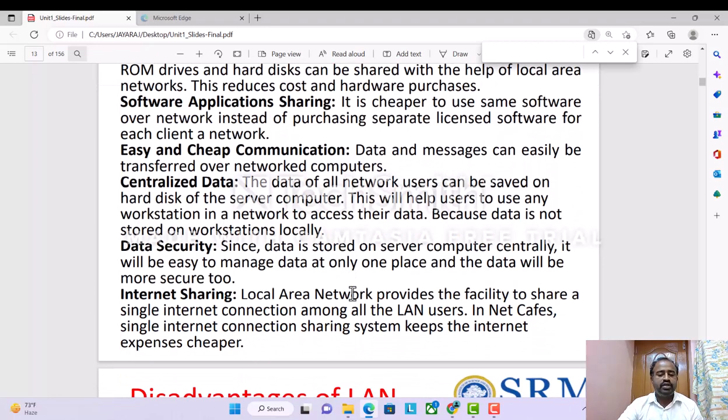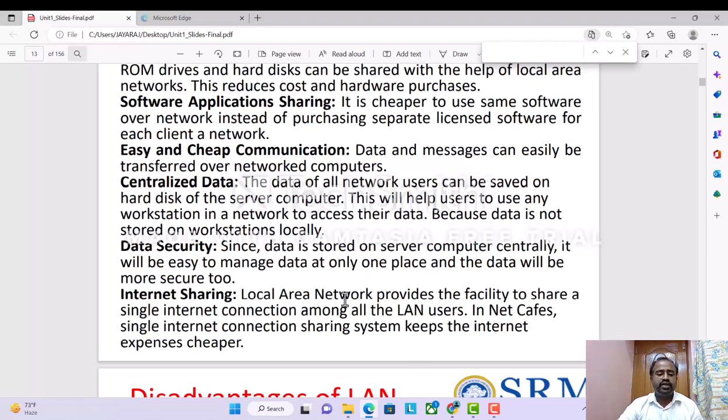Then data security. Since data is stored in the server centrally, it will be easy to manage data at one place, and the data will be more secure too. Whenever there is a need for the data, we can share the information, otherwise it will be stored in the centralized computer. And also internet sharing, if you want to add internet, you can add internet, which means the facility to share a single internet connection among all the LAN users.